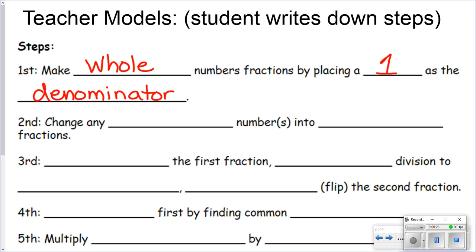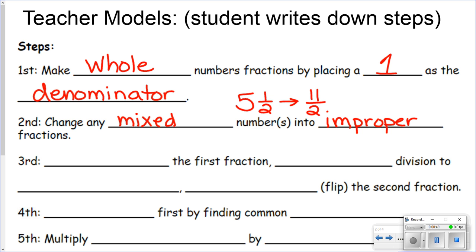Second, we will change any mixed numbers into improper fractions. So a mixed number would be an example of 5 1/2, and changing it to an improper fraction would be 11/2.